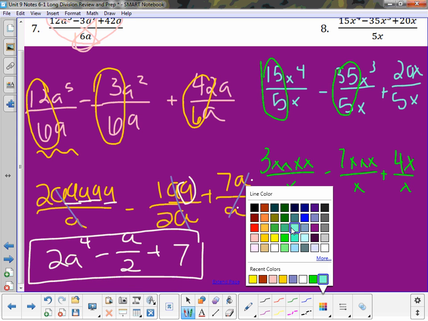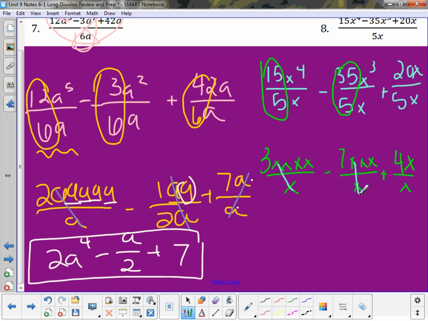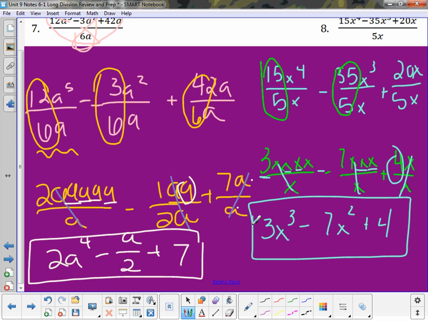So I can cross off this x with this x, this with this, and this with this. So with this one, I have a 3 left over, and then I have 1, 2, 3 x's. So I'm going to write this as x to the third, minus, I have a 7, and then I have 1, 2 x's, which is x squared, and then we want to add 4 at the end, so I have x to the fourth. So that right there is your final answer.